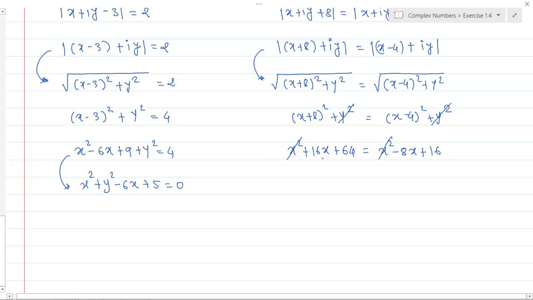What is 16x plus 8x? This becomes 24x, and we have 64 minus 16, so plus 48, and it equals 0. If I divide both sides by 24, what do I get? x plus 2 equals 0. This is the locus of the given complex number. This is the final equation. This is the final answer for the previous question.